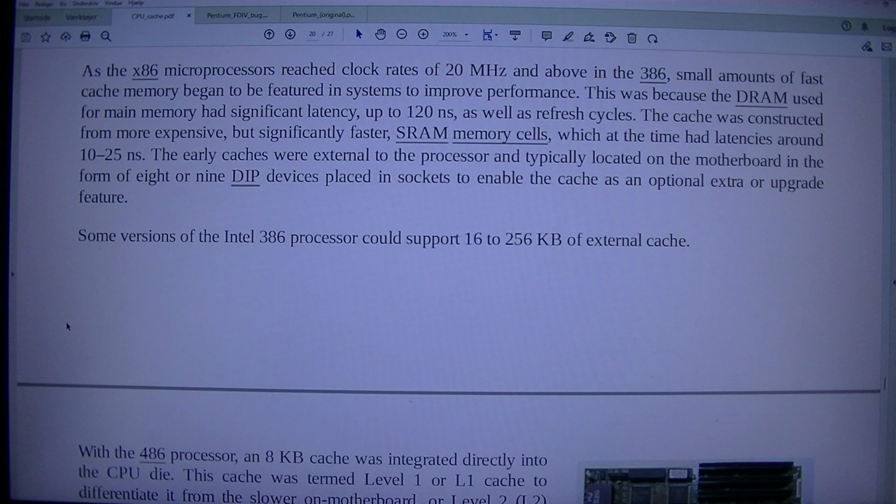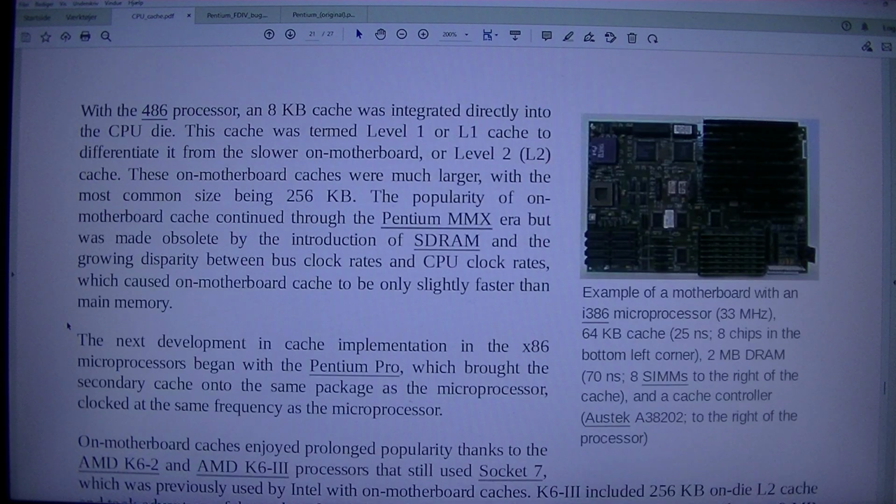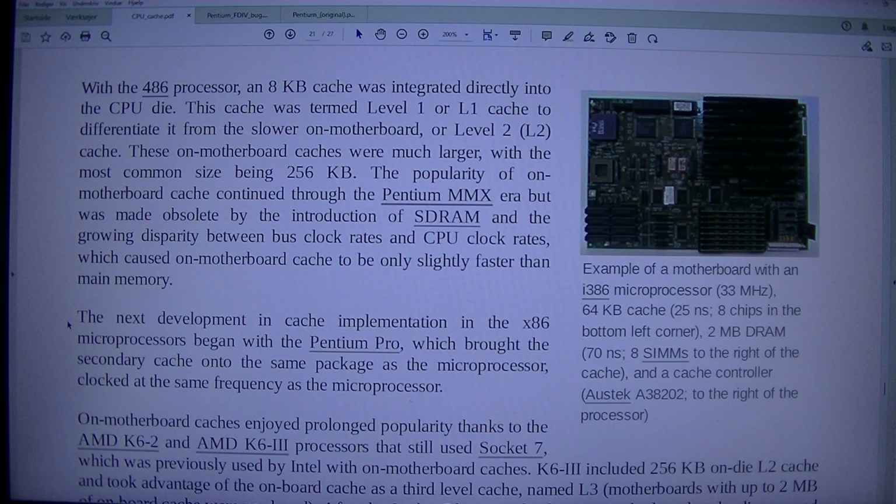Some versions of the Intel 386 processor could support 16 to 256 kilobytes of external cache. Example of a motherboard with only a 386 microprocessor, 33 MHz. 64 KB cache, 25 ns, 8 chips in the bottom left corner, 2 MB DRAM, 70 ns, 8 SIMMs to the right of the cache, and a cache controller, OPTi 82C382, to the right of the processor.